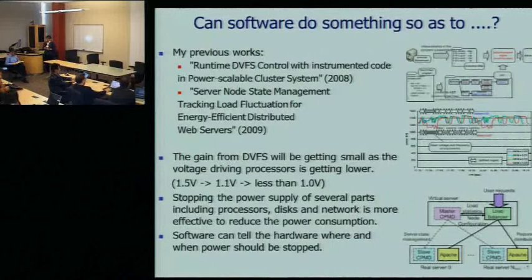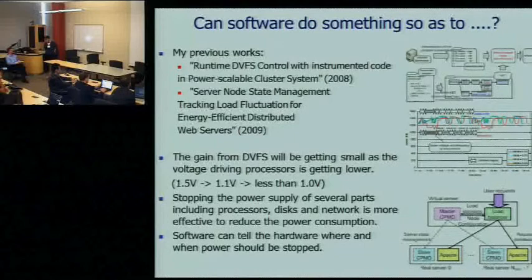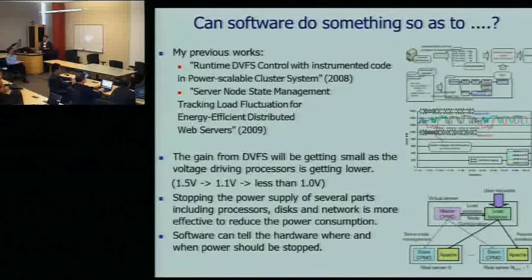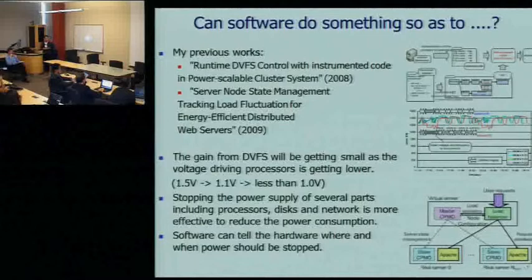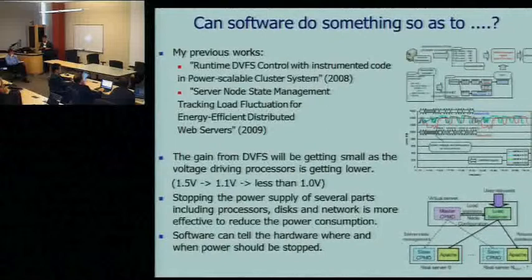Instead, I think stopping the power supply to several parts, including the processors, disk, memory, and network, is more effective for reducing power consumption. I'm sure everybody sees that the software can tell the hardware where and which part should have its power stopped and controlled. So this conclusion is not so interesting.